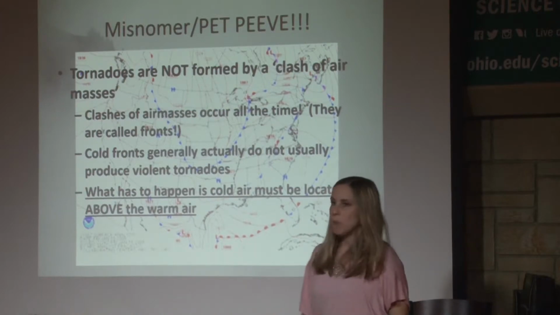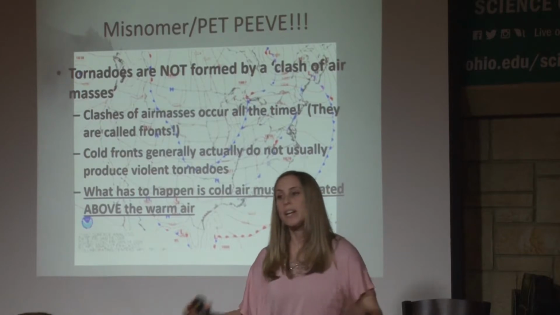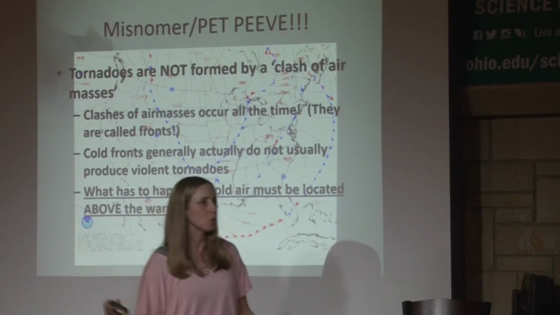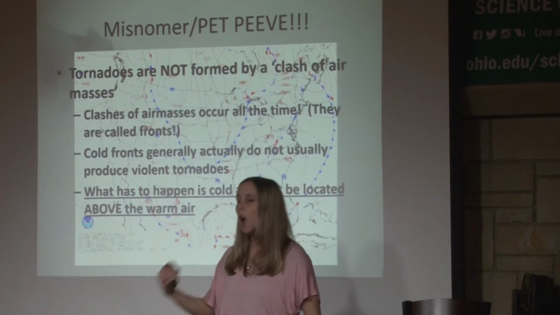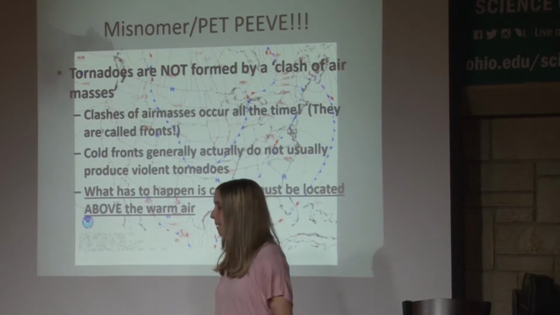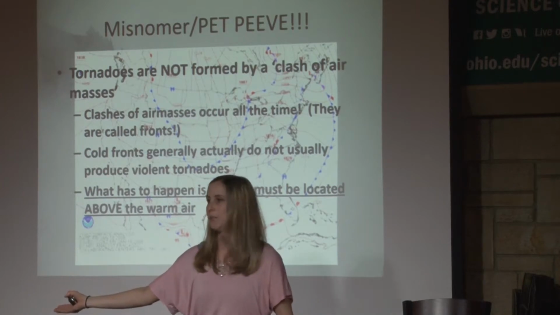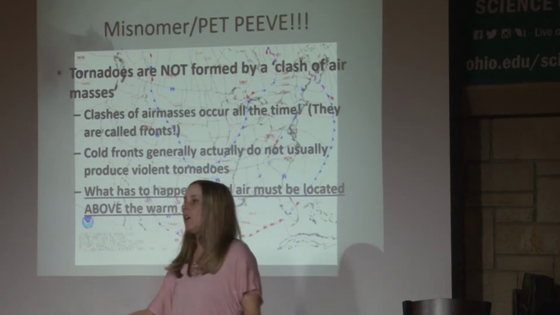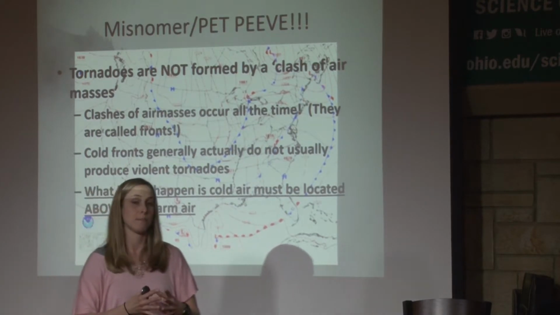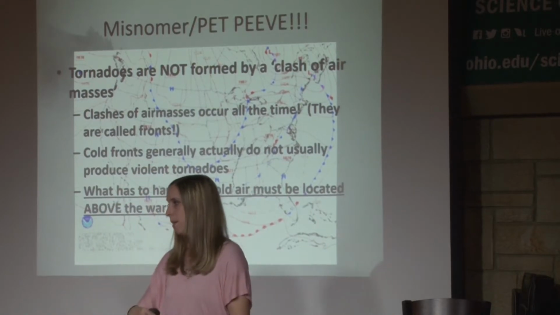Okay, so a little misnomer pet peeve, since I'm on a stage here, I want to do my civic duty and tell you that tornadoes do not form from a clash of air masses. If you hear your local news person say that, call them and say, you're wrong. Because clashes of air masses happen all the time. They're called fronts, right? We have cold fronts come through here today. Did we have a tornado? No. So what really happens is it's not the horizontal clash of air masses that's important. It's the vertical layering of these different air masses.